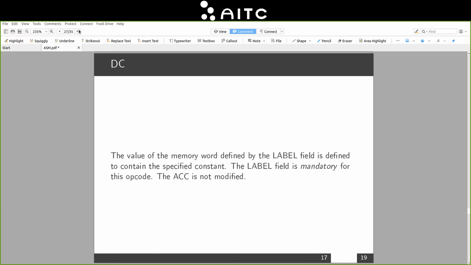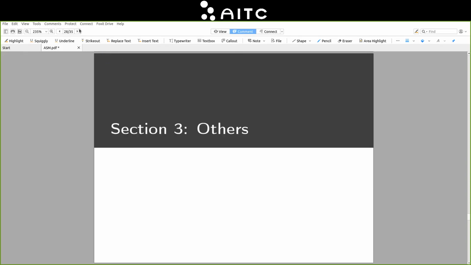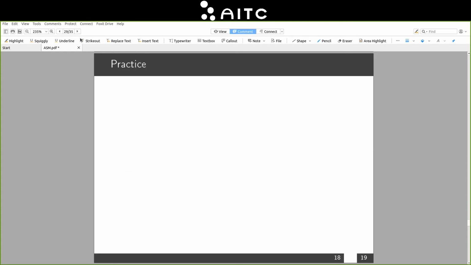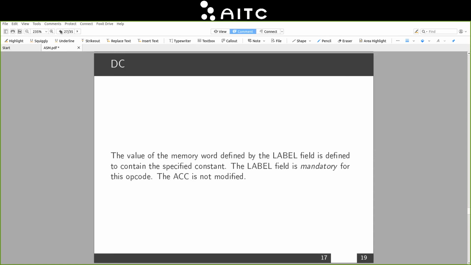Okay, DC. I have just explained it. DC: the value of the memory word defined by the label field is defined to contain the specified constant. The label field is mandatory for this opcode. The ACC is not modified. And section 3, others, that's practice. DC is not important. DC is only for define.